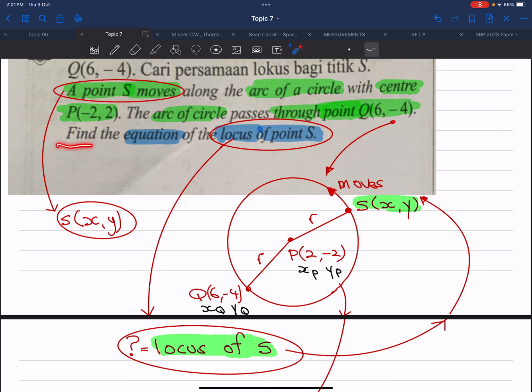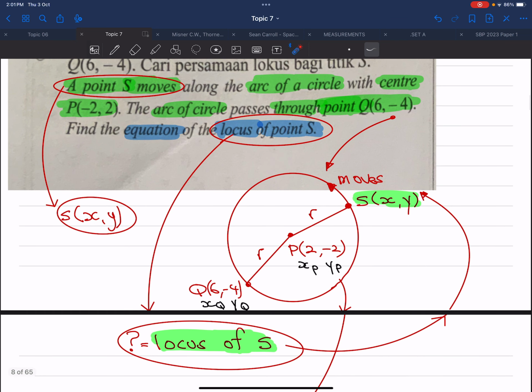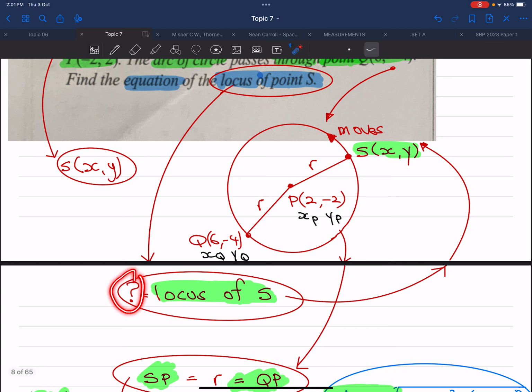Now we look at what they ask. Find the equation of the locus of point S. As usual, we start from what they ask. Locus of point S, so I collect, put question mark, locus of S. Now as I go to the diagram, to the point S, this S is moving along the circle.